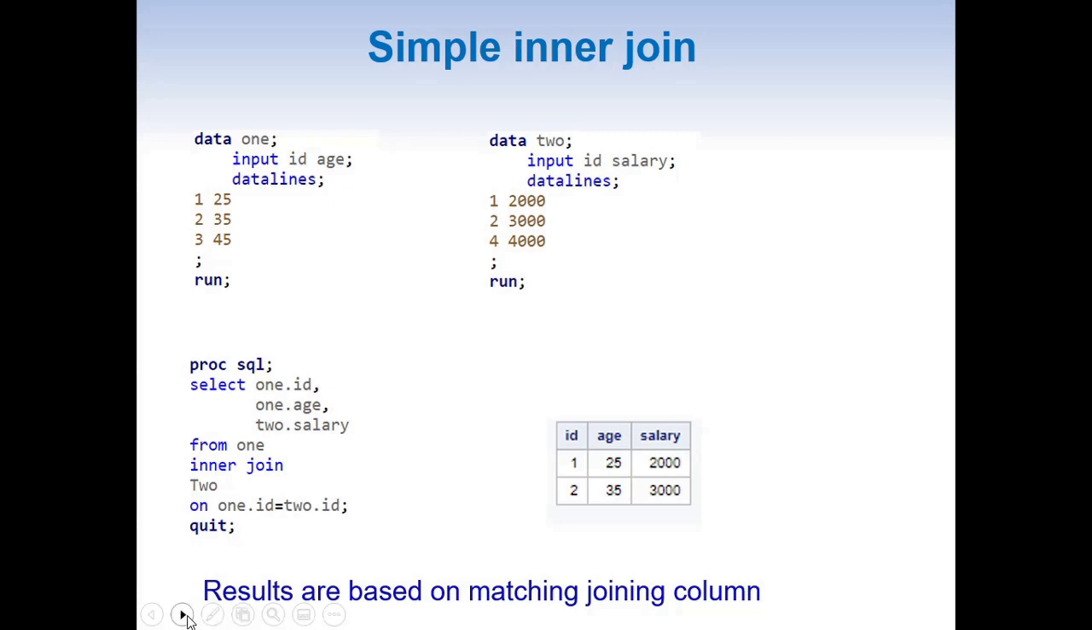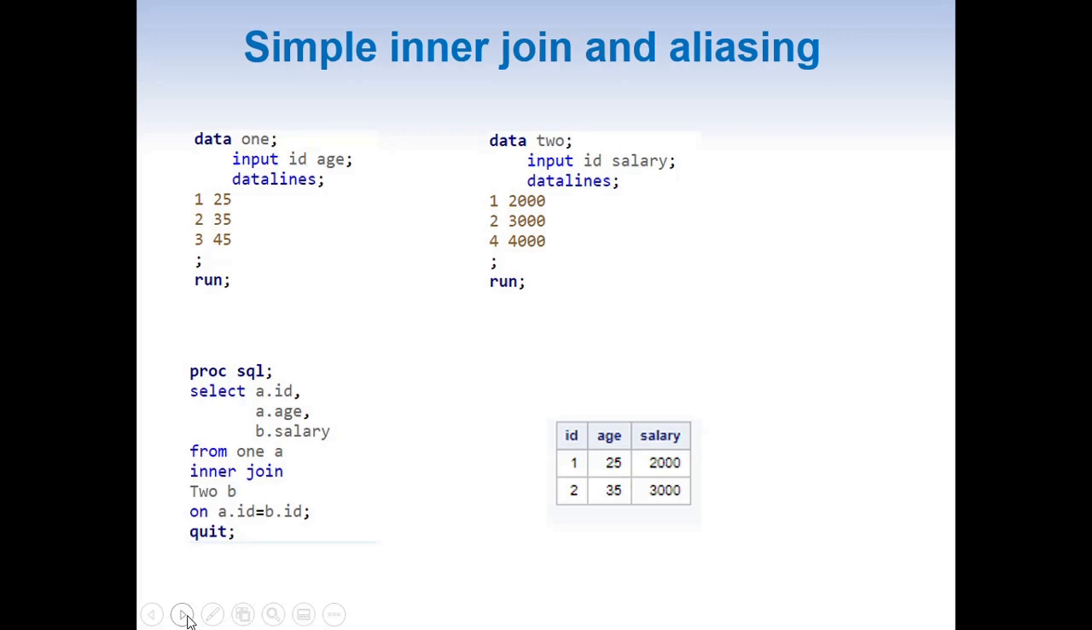Now let us see how we can make this code a little bit simpler. Generally, what we do is we write from 1 as A, or we can just say from 1 A. And this is known as aliasing. Instead of using 1, now you can use a.id. Same is the case for 2, wherein I have mentioned B and then I have mentioned b.id. So instead of writing the full name in our on condition, we can use an alias.